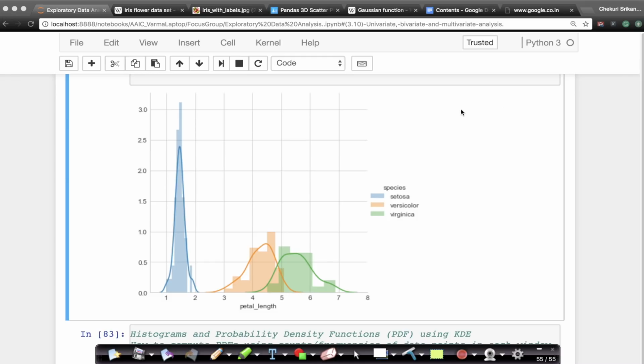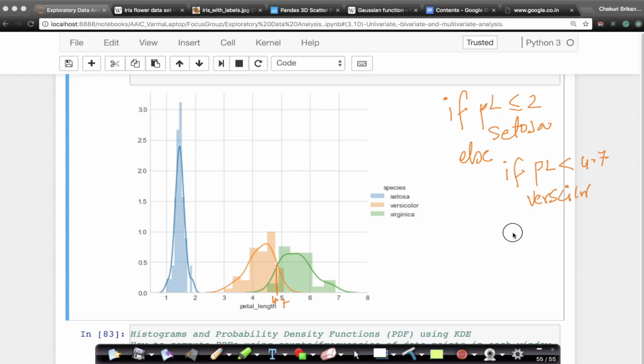So my final model could look like this. If petal length is less than or equal to 2, then setosa, else, where do I choose my threshold? What is the right place to choose a threshold? One gut feel I have is, what if I choose this value? Let's call it 4.7, because this is very close to 5. So if petal length is less than 4.7, then versicolor, else virginica.